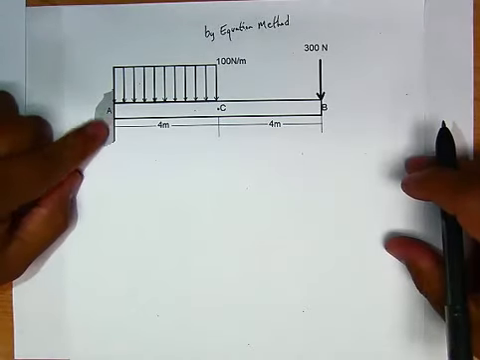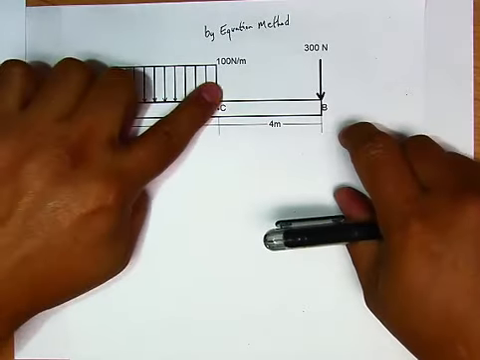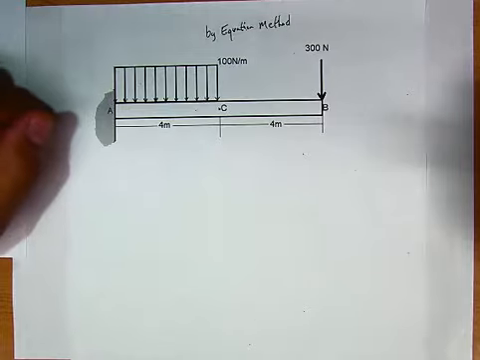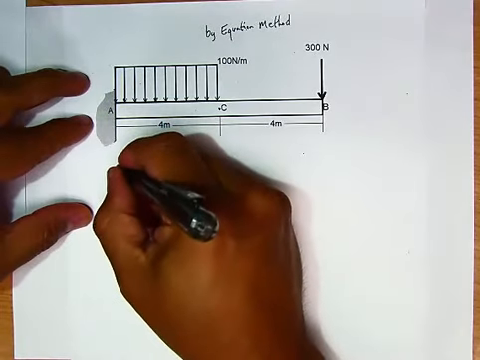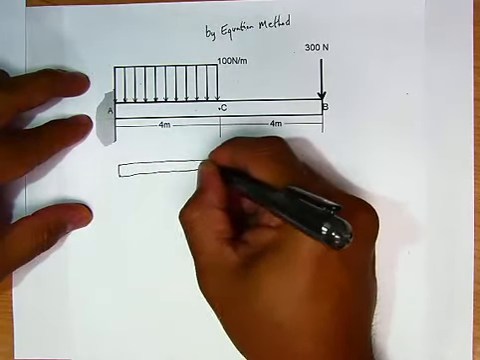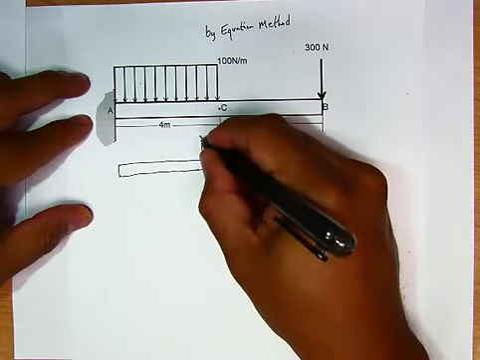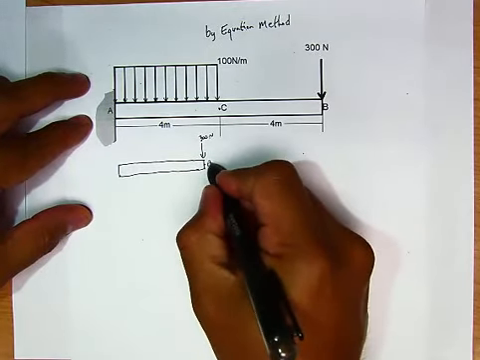As we see, this is a cantilever beam, and this is a wall. On the cantilever beam, we have a distributed load that goes from 0 to 4 meters, and at the very end we have a point load going downwards with a magnitude of 300 newtons. So we draw our free body diagram, just a little one, we don't have to go all out. We have 300 newtons at the very end, which will be at point B.